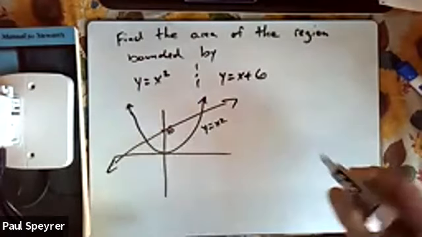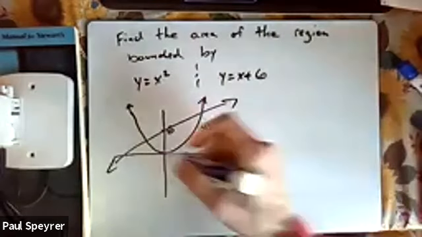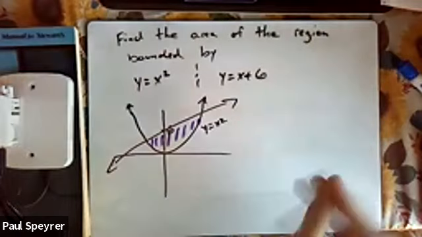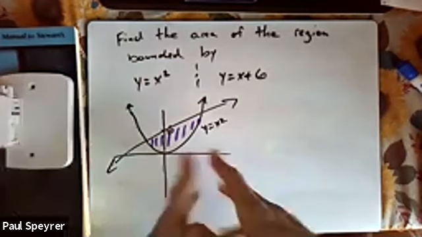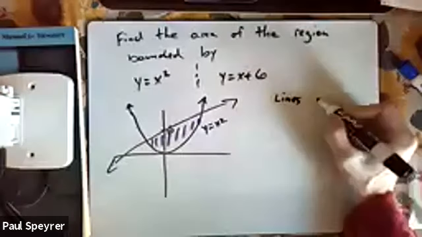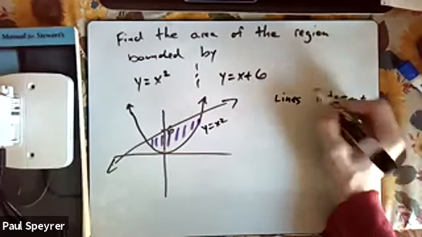So what are they looking for? They want this stuff. Okay, that's what they're looking for. The area of the purple stuff. Well, we need our limits of integration. If they don't give the limits of integration, what you need to figure out is where the curves are intersecting. So how are we going to figure that? Well, the curves intersect when we put them equal to each other.